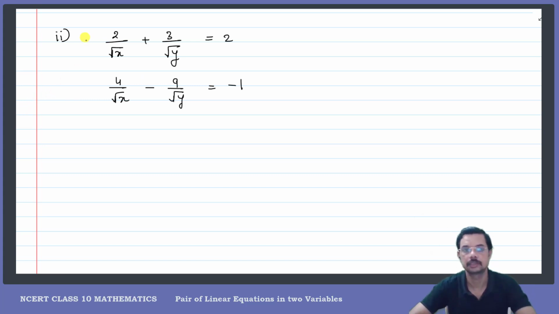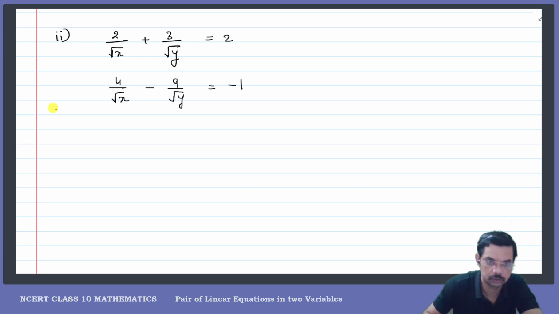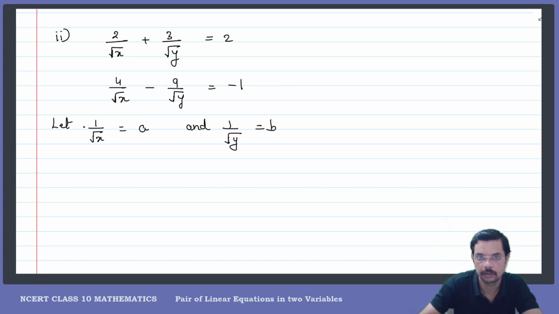Now here, see, we have square root of x. So let us assume 1 by square root of x equal to a, and 1 by square root of y equal to b. See, here we are taking this assumption, so we need to be careful at the end. This is what we are going to take.